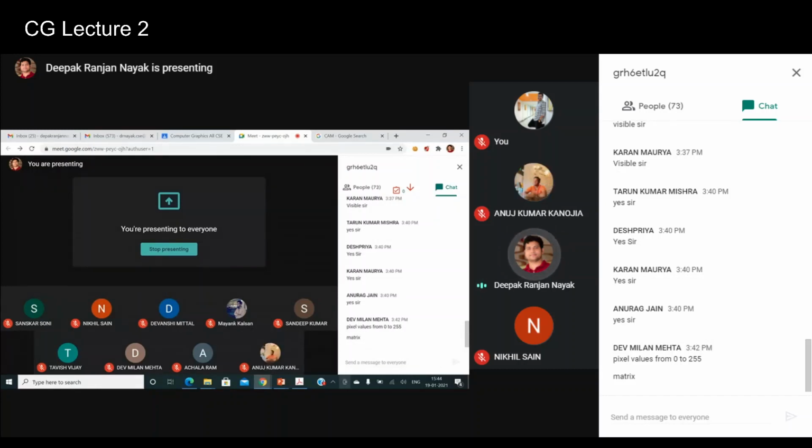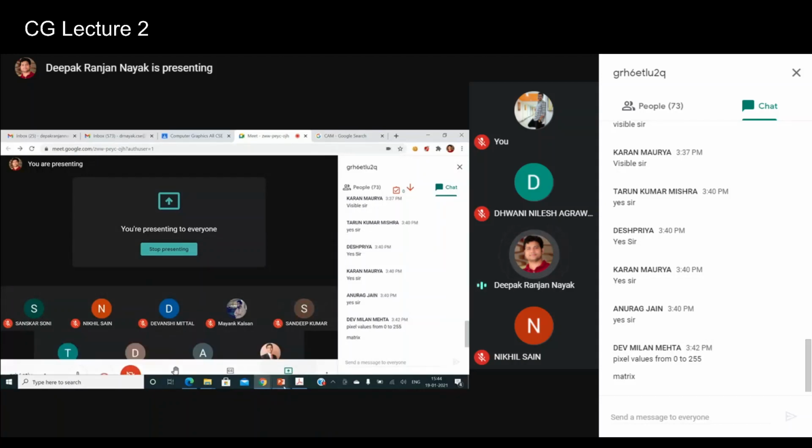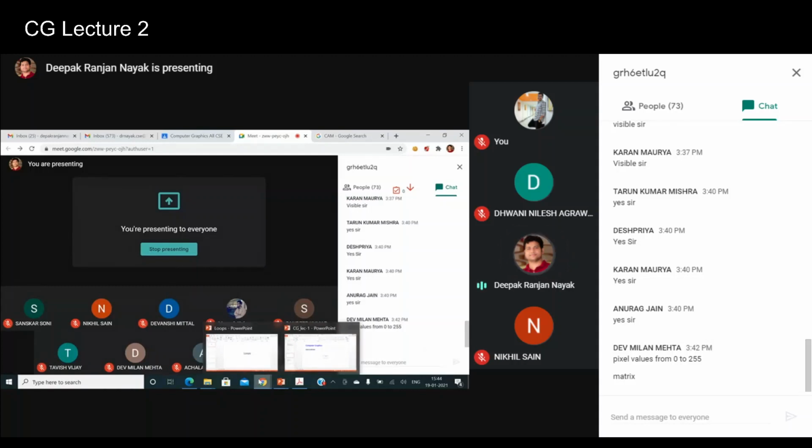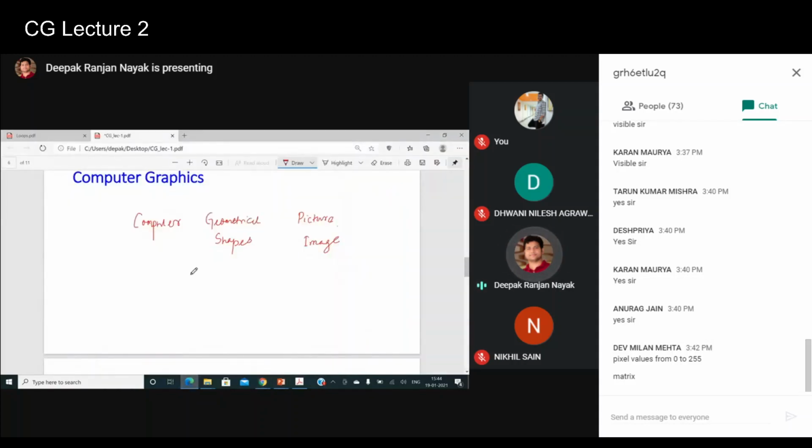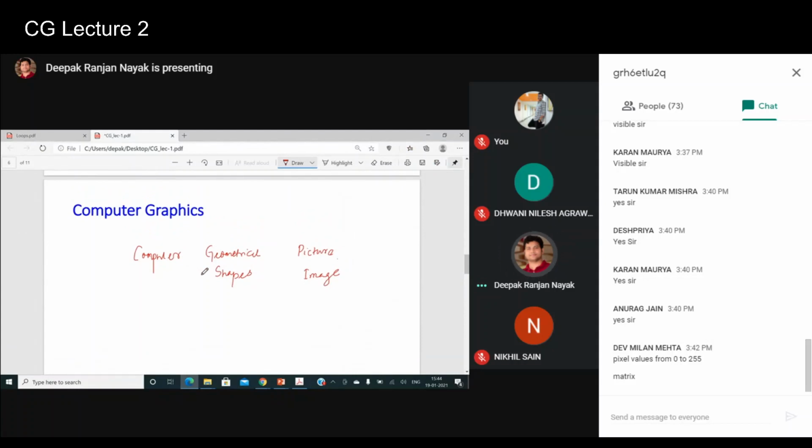So the processing of an image by means of a digital computer is known as image processing, that we'll see later on. But computer graphics is basically used to generate the pictures and to manipulate the pictures as well. So there are three different terms we are talking about. Whatever processing or computation we do, we will take the help of the computer to generate the picture, to compute, to evaluate, to manipulate. That is why the name here is computer graphics.